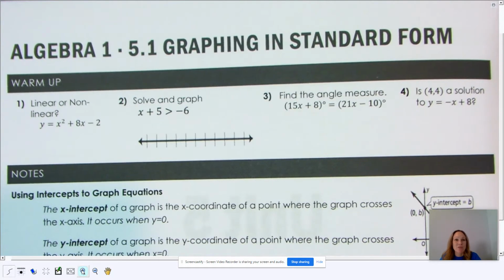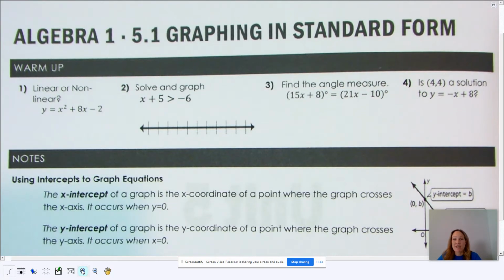Hi, this is Mrs. Bolin with your notes for 5.1. We will be learning how to graph equations that are written in standard form.